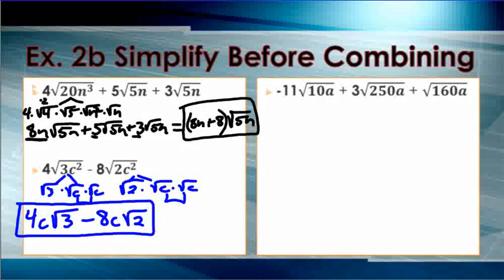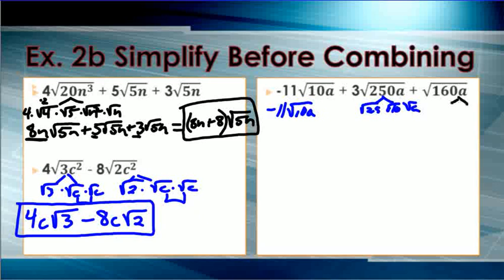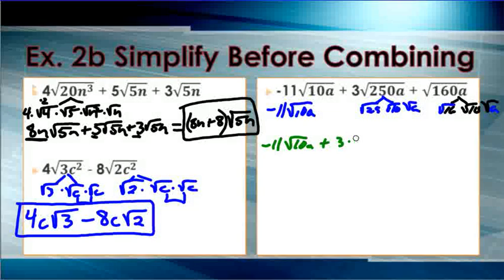On the last one on the slide here, square root of 10a, I cannot break those down, so that stays as negative 11 times the square root of 10a. This one, square root of 25 times the square root of 10 times the square root of a. And this last one, square root of 16 times the square root of 10 times the square root of a. Combining like terms, here I have negative 11 square root of 10a plus 3 times 5, because the square root of 25 is 5, times the square root of 10a plus square root of 16 is 4 times the square root of 10a.